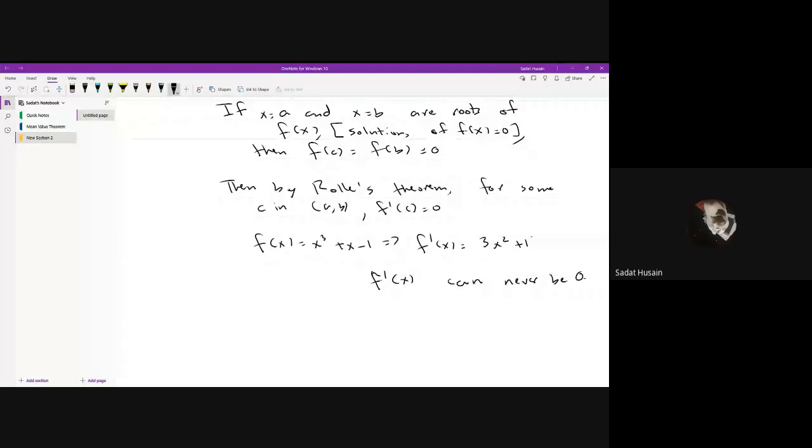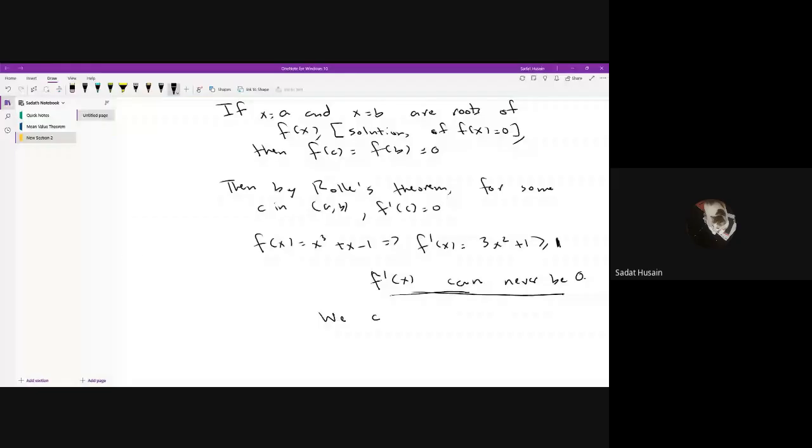Alright, so this is always greater than or equal to 1, right? F prime x. Acha. F prime x can never be 0. So f prime x যদি কখনো 0 না হয়, if f prime x is never 0, তার মানে what does that mean? তার মানে we cannot have more than one solution. We cannot, meaning f cannot have more than one root.